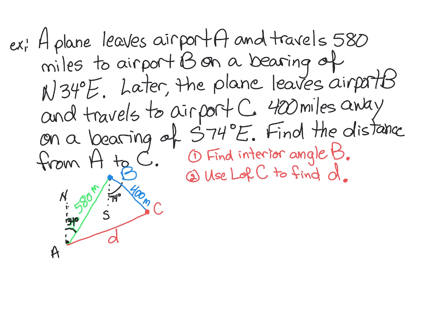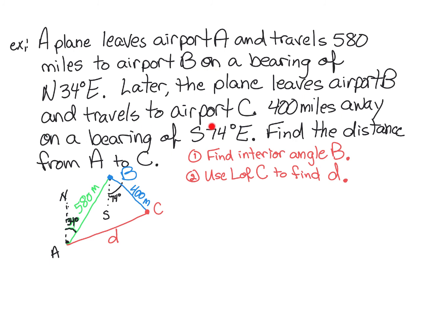All right, an application problem that also incorporates bearings. Okay, so we have a plane that leaves an airport and goes 580 miles to another airport at this bearing. So from airport A, he's going to travel north by east 34 degrees. The length of this side of the triangle is 580 miles. So notice that we don't have an interior angle. We have the angle from the north, okay? So watch out, all right?